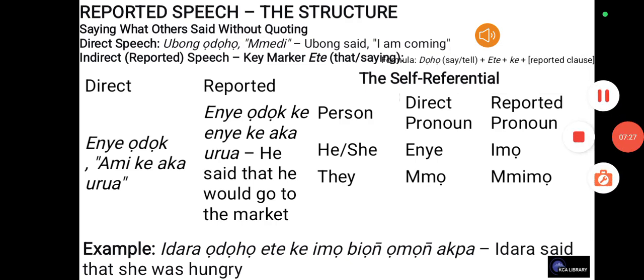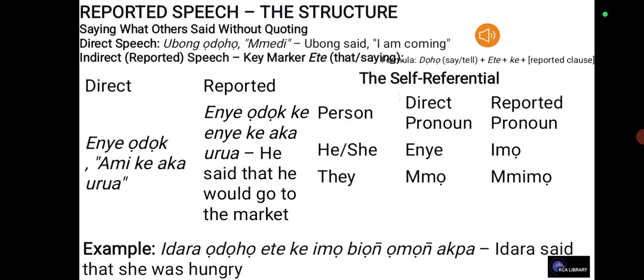Reported speech, the structure. Saying what others said without quoting. Direct speech, obong odeho, midi, obong said, I am coming. Indirect, reported speech, kimaka it, that slash saying. Formula, doho, say slash tell, plus it plus ku plus reported clause. The self-referential pronoun imo. Example, Idora odeho it ku imo bayan oman akpa, Idora said that she was hungry.